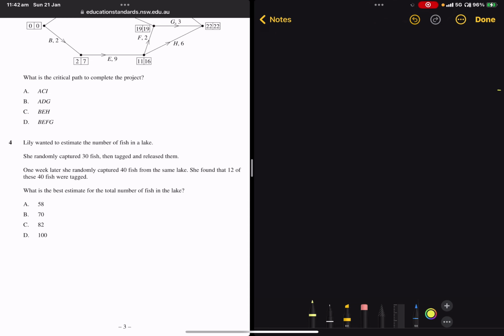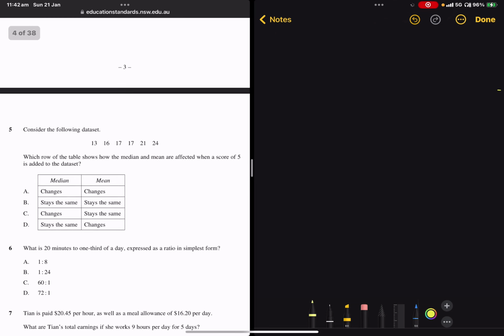Okay, so now we'll have a look at question 5. Consider the following data set: 13, 16, 17, 17, 21, 24. Which row of the table shows how the median and mean are affected when a score of 5 is added to the data set? All right, so let's just draw our little list here. 13, 16, 17, 17, 21, 24.